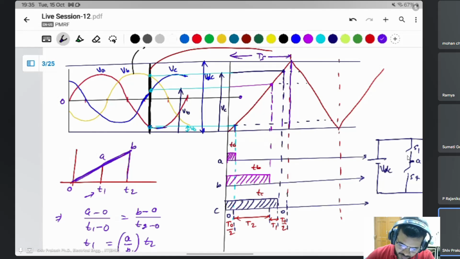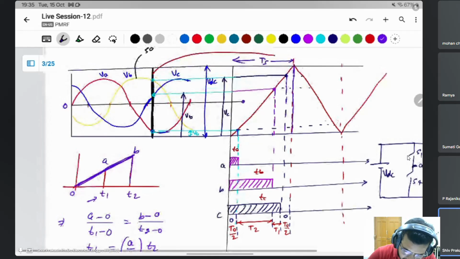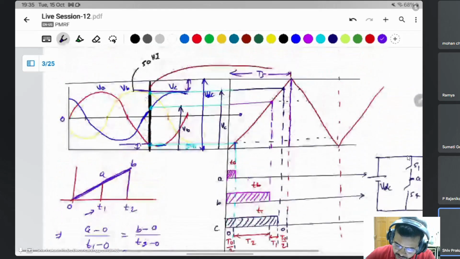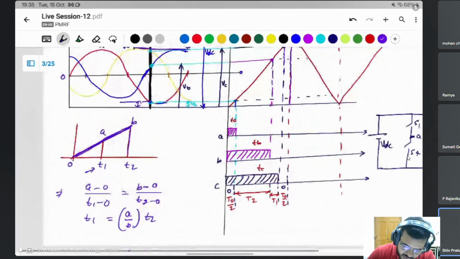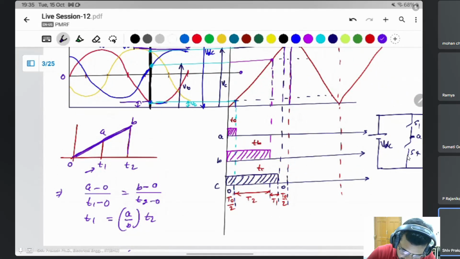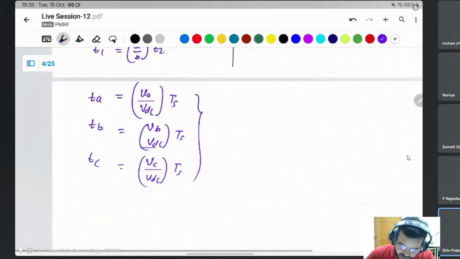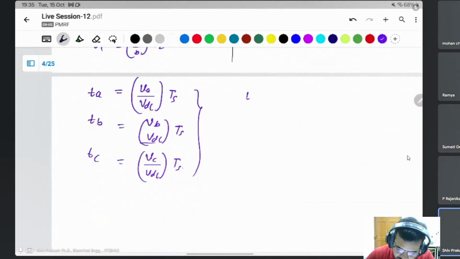Then which one is minimum? You can add this one, minimum time period plus offset time period. Sorry, some 0 time period. This one, this time period is 0 time period, and this one also there will be T naught by 2, T naught by 2. If you calculate this time for this one, this will be negative VA. And if you want to offset this signal, add something which is known as T offset.